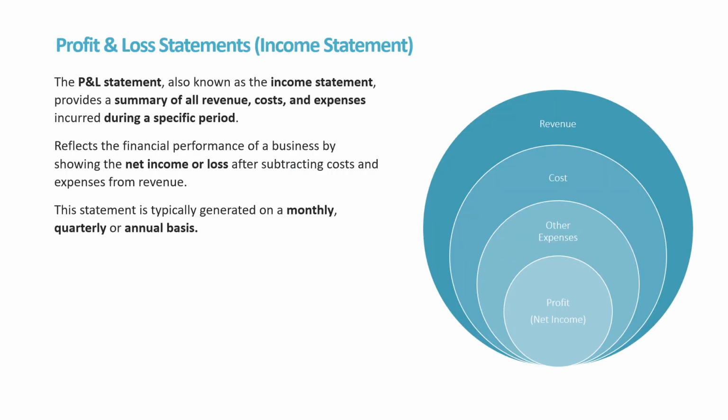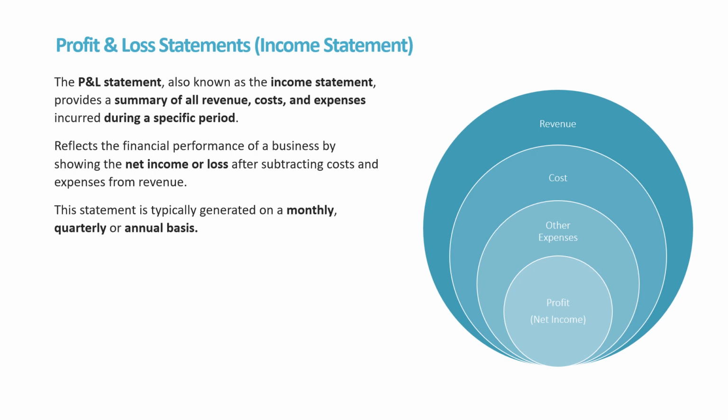In this section, we'll explore the profit and loss statement, often referred to as the income statement. This statement plays a crucial role in financial reporting. The primary purpose of the profit and loss statement, or PLN for short, is to reflect the financial performance of a business during a specific period. It does so by showing the net income or loss that results from subtracting the total costs and expenses from the revenue generated during the same period.